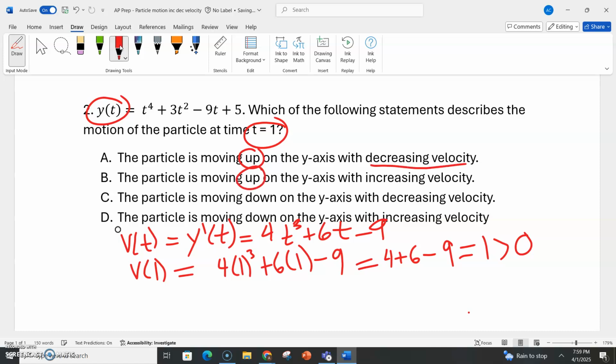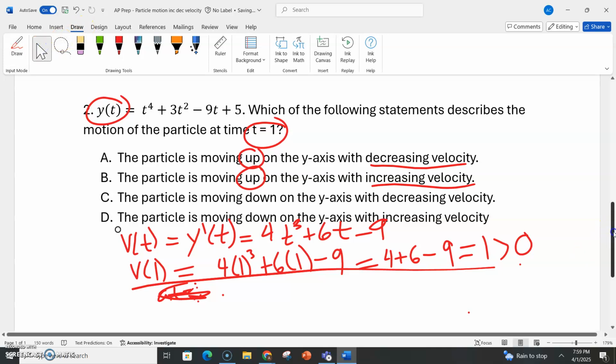Now, whether the velocity is increasing or decreasing is based on our acceleration. So we need to find our acceleration function. Acceleration is going to be the derivative of velocity. This part of my screen does not want to write. All right, let's move this up a little bit.